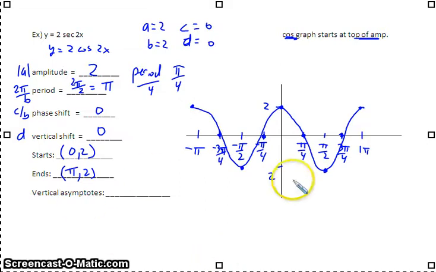So once I have that, what I want to do now is take my vertical asymptotes wherever the cosine is equal to 0. And the cosine is going to be equal to 0 here, here, here, and here.